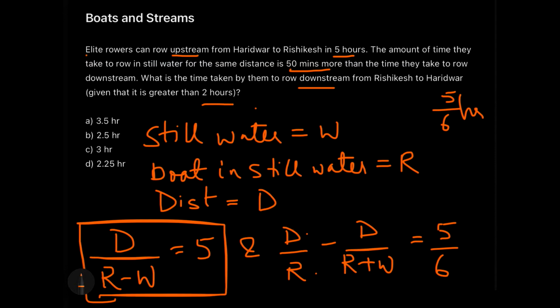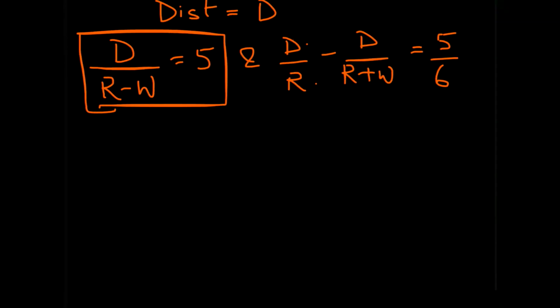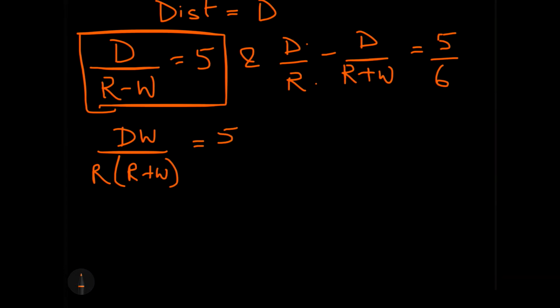Now, we will try to further simplify this second equation. And if I further simplify this second equation, now just to keep the video a bit short, I would just directly tell you what you will get at the end. You would be getting dw by r into r plus w, and this would be equals to 5 by 6. You can cross multiply and get this number. In case you're having any problems doing that, please let me know in the comments section. I'll be providing you a detailed PDF solution for it as well.